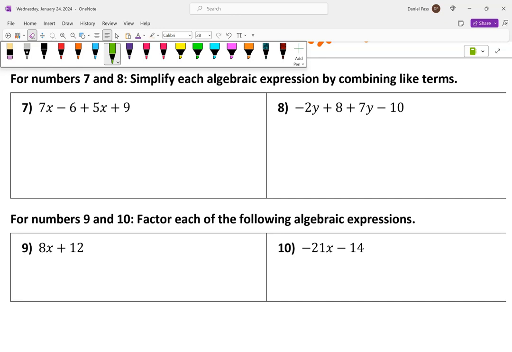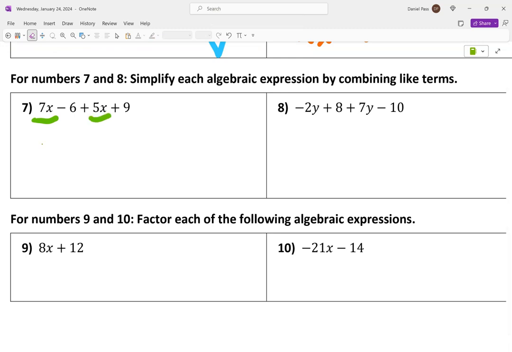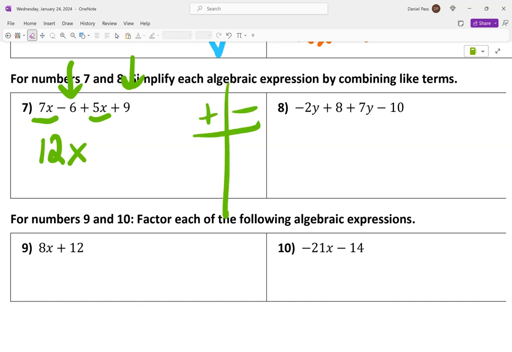So, what I did was I added 7x and 5x. Right, because these x's match. And then what did you get when you add 7 and 5? You get 13x. Careful, 12x. Okay, now we need to add together the negative 6 and the 9, so let's use our tools here. How do we do that one?